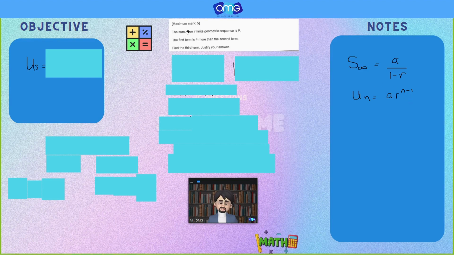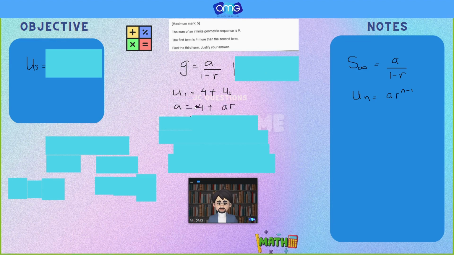The first sentence says the sum of an infinite geometric series is 9. So a over 1 minus r equals 9. The second sentence says the first term u1 equals 4 more than the second term. So from here I can write a equals 4 plus a times r, while the other one is a equals 9 minus 9r. Okay, we substitute a with 9 minus 9r.